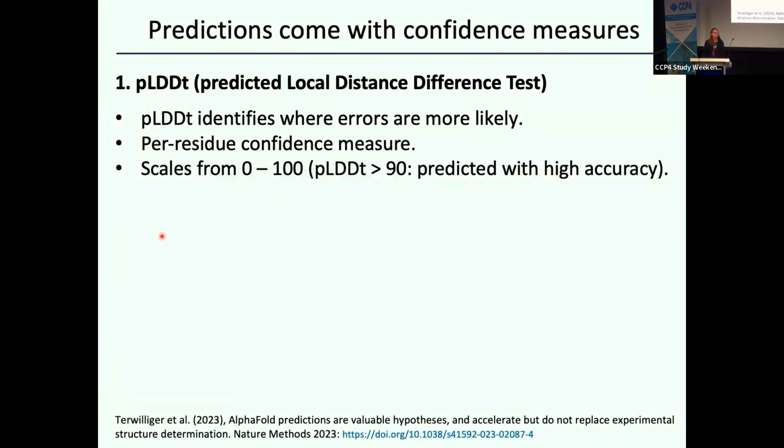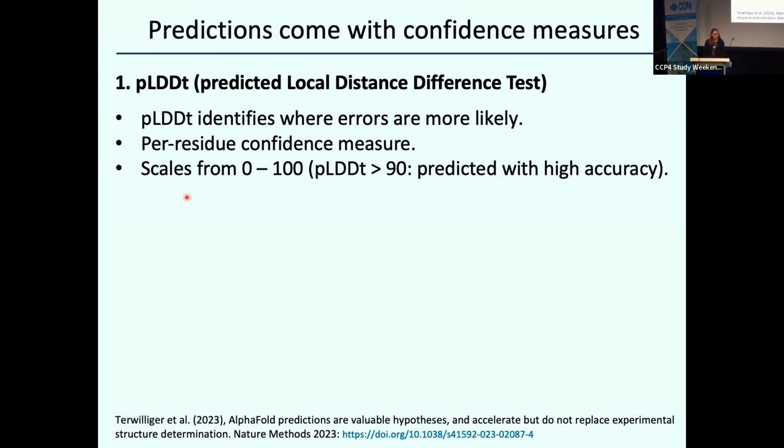The first one is the so-called PLDDT, which stands for Predicted Local Distance Difference Test. This value identifies where errors are more likely in the predicted model. It's a per-residue value, so each residue has one number, and it scales from 0 to 100. If the PLDDT is larger than 90, then this residue has been predicted with high accuracy.